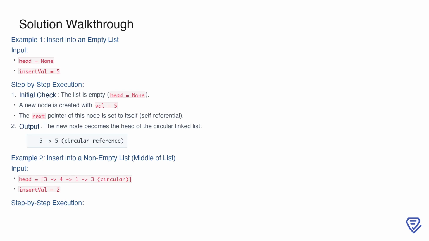To begin, let's look at the case where the circular linked list is empty, meaning the head is none. In this scenario, we need to insert a new value, and since there are no existing nodes, we create a new node with the value 5. This new node's next pointer is set to point to itself, making it self-referential and forming a single-node circular linked list. The result is a circular structure where the value 5 points back to itself, completing the loop. This new node becomes the head of the list, and the insertion is complete.